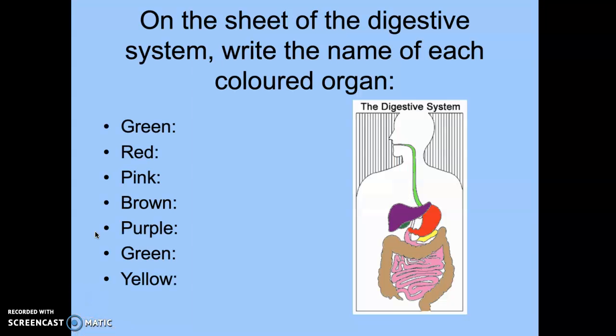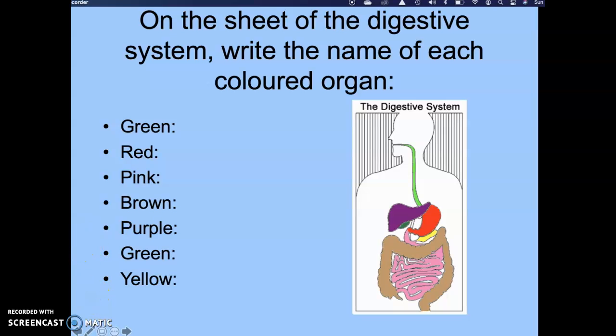If you don't have a printer at home or can't print the worksheet, then instead on the piece of paper that you've been working, you can simply write the different colours and then write the name of each coloured organ next to it. Once you have completed the worksheet, you have done all the work for today's lesson. Your teacher will go through the answers with you shortly.